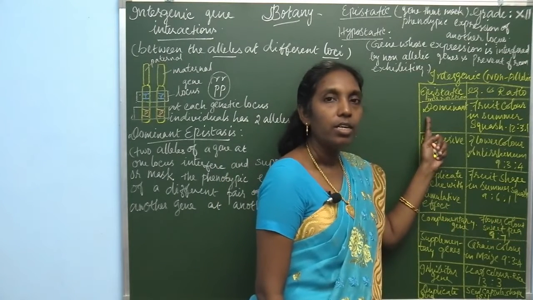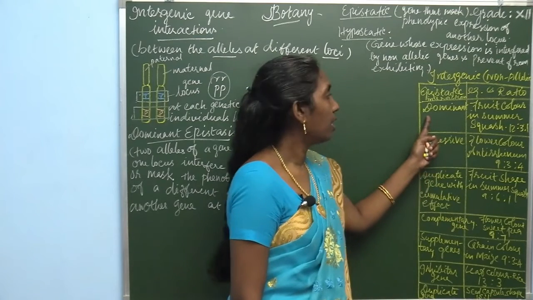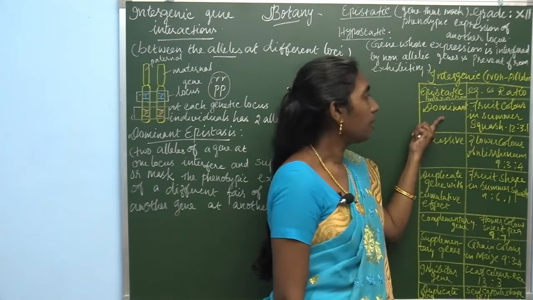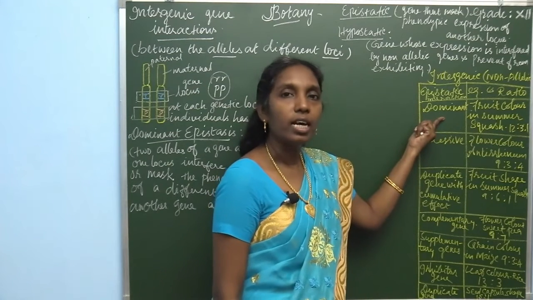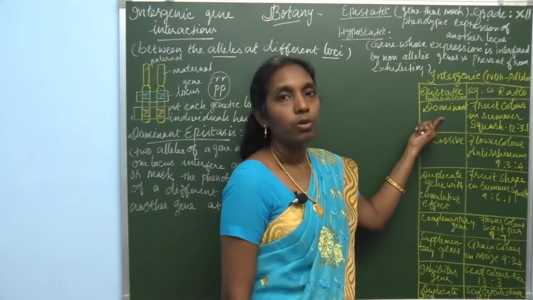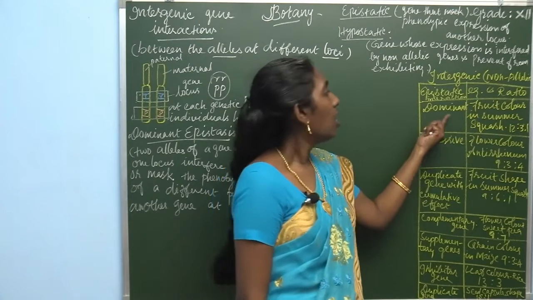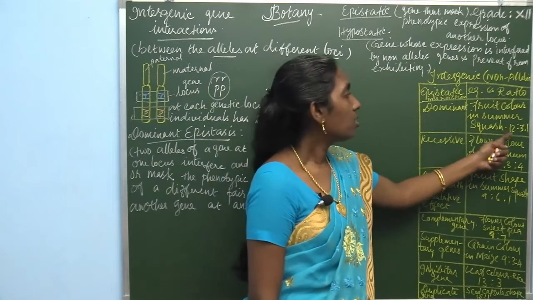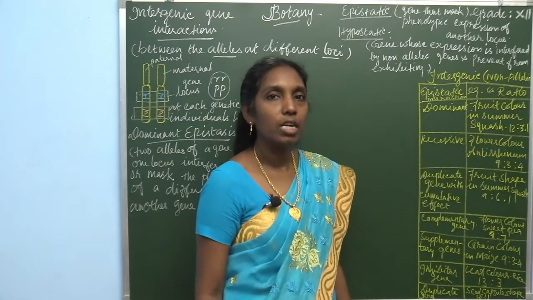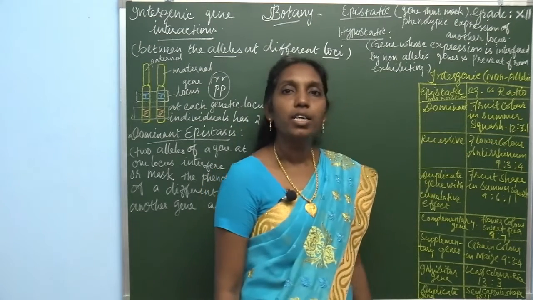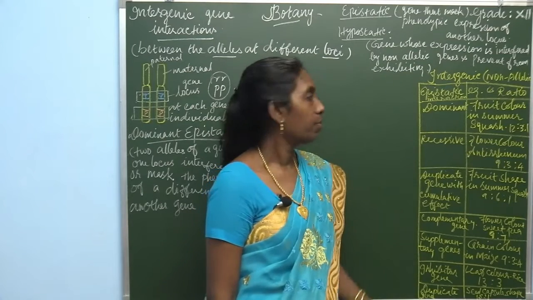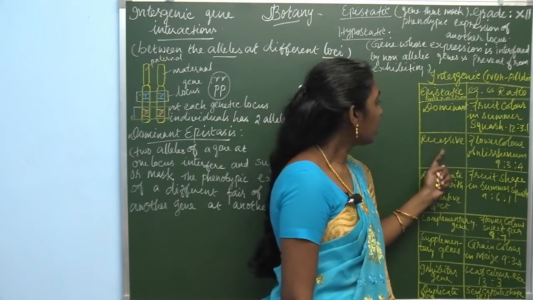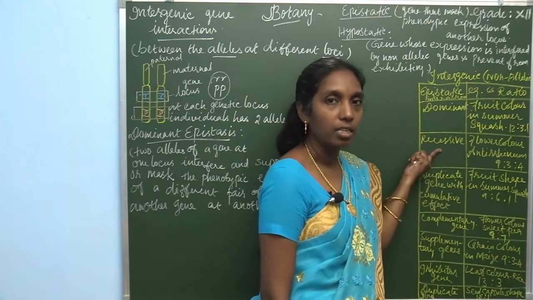First one is dominant epistatic interaction. Dominant epistatic interaction is observed in the fruit color of summer squash, Cucurbita pepo. In summer squash, it gives the ratio 12:3:1. So this is a 1 word question. 12:3:1 is the ratio of dominant gene epistasis. Then recessive gene epistasis, recessive epistatic interaction.